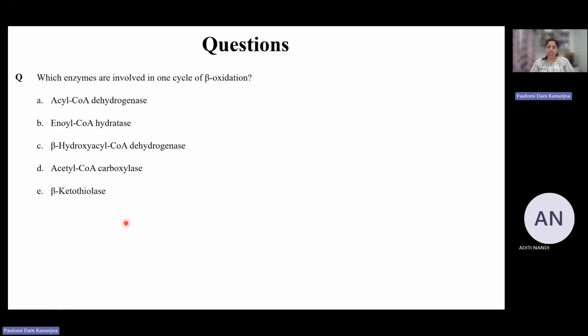We have only 4 questions left. We will be able to finish it today quickly. Any question in the previous one in doubt, let me know. Else we can move to the next question, which is: in one cycle of beta oxidation, which is basically the first round, which of these enzymes are taking part? And it's very easy. We've already established this multiple times now.